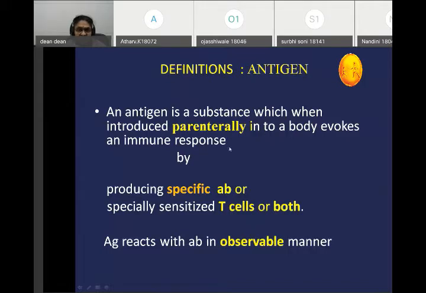So in the definition, what is important is parenterally, second is specific. So antigen will react with its specific antibody and no other antibody. Antigen will react with only those lymphocytes that are having receptors for these antigens. So this is a very important term used in the definition, specific. And antigen reacts with the antibody in an observable manner.